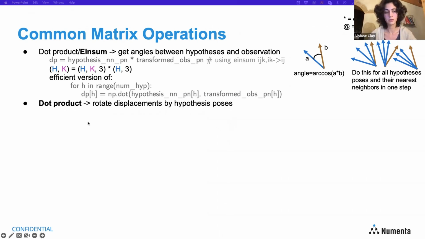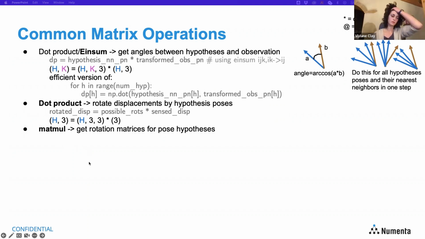Then we also apply dot products, for example, to rotate displacements by the hypothesized poses. In that case, we have the possible rotations, which are 3x3 rotation matrices, and we have as many of them as we have hypotheses. And then we apply the dot product between that and the sensed displacement, which is again in xyz coordinates. No, it's not a unit vector in this case. It's just a displacement. And we get a matrix of size h times 3.